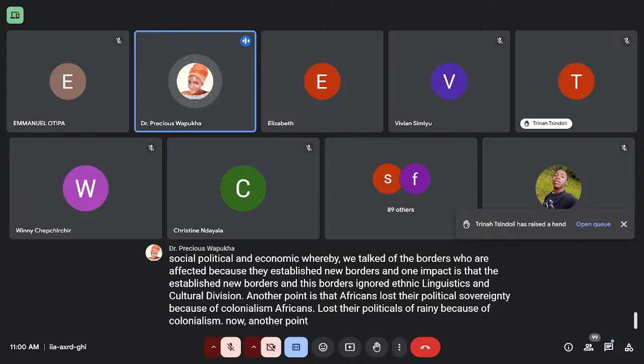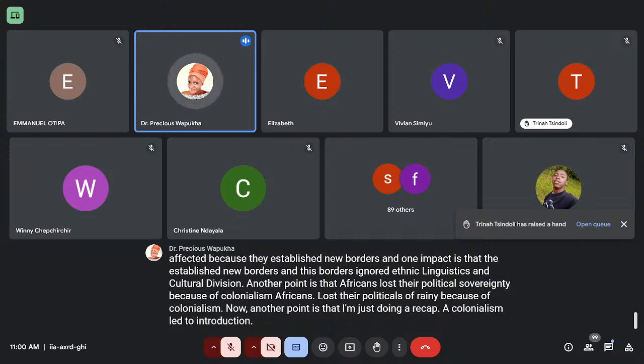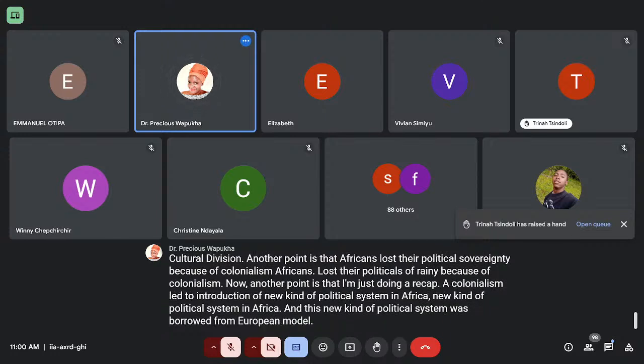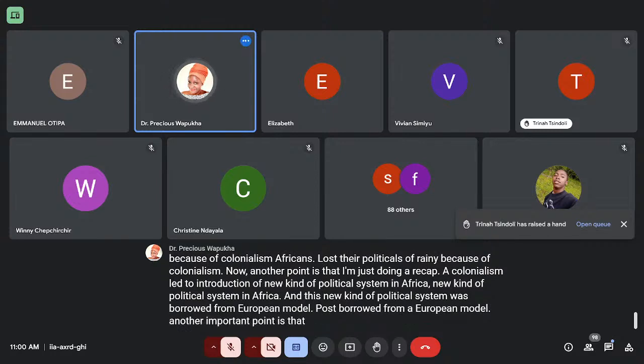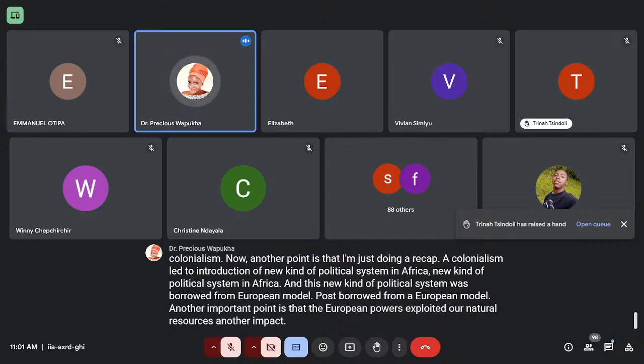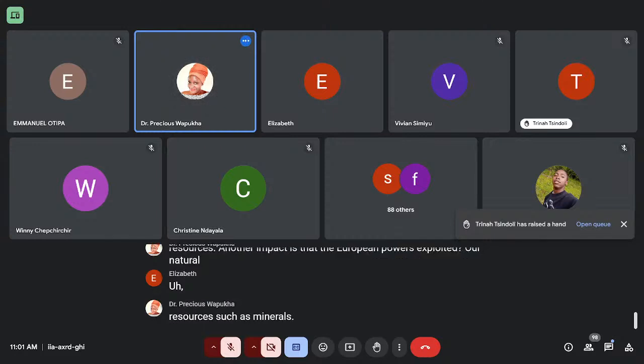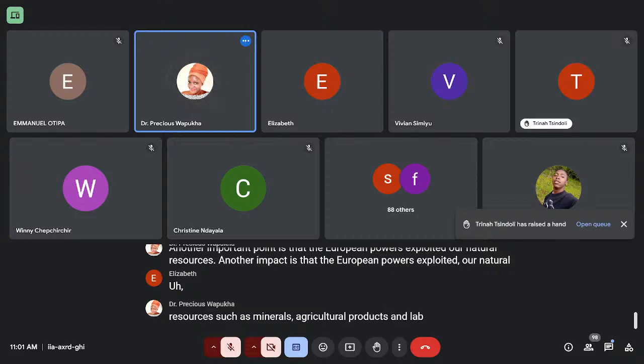Now, another point, I'm just doing a recap. Colonialism led to the introduction of a new kind of political system in Africa, and this new kind of political system was borrowed from the European model. Another important impact is that the European powers exploited our natural resources, such as minerals, agricultural products, and labor.